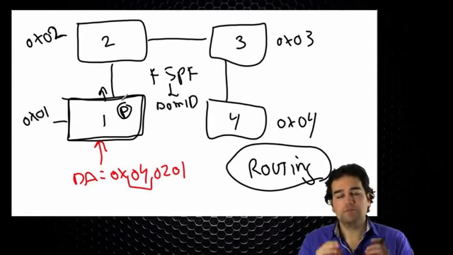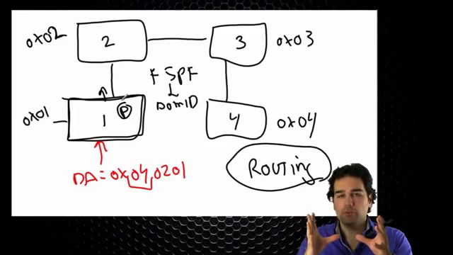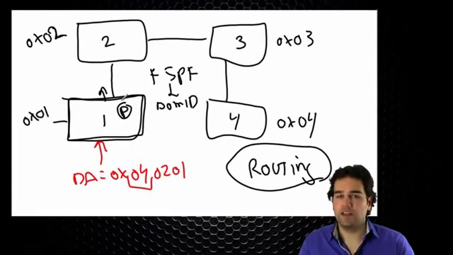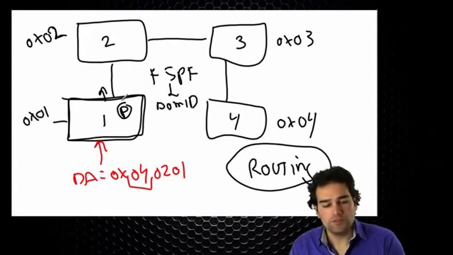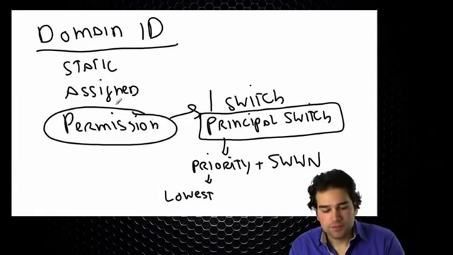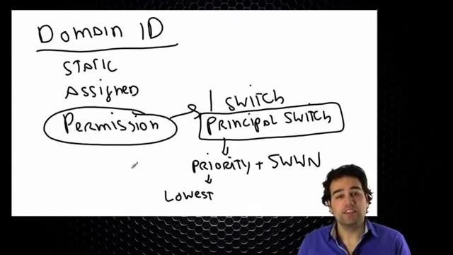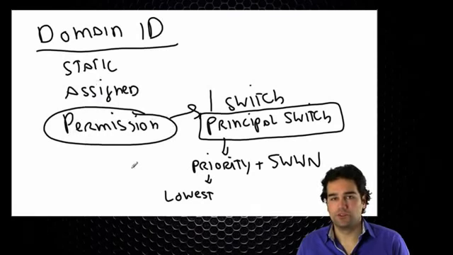Because with spanning tree, the spanning tree root will influence how the forwarding topology will look. That's not the case here. The principal switch is just a management role. It's just a CPU role, a control plane role. And one of the things it does is saying yes or no to the request for running a certain domain ID.